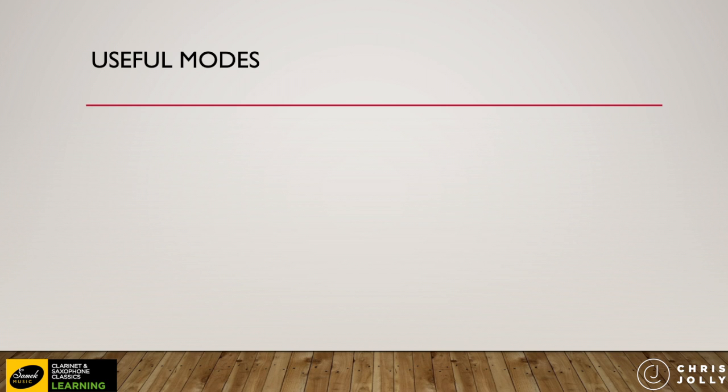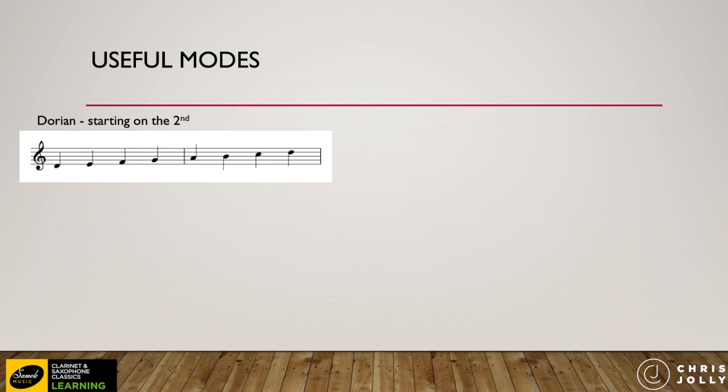If we're just starting to get into this, three of the modes that I would suggest you spend a little more time on are the Dorian, which is the C major scale starting on the 2nd degree, starting on the D, so D to D with no sharps or flats. This is also known as the jazz minor scale.